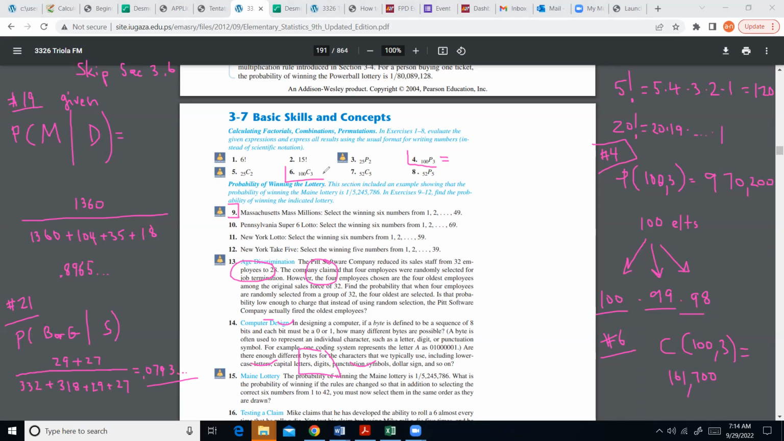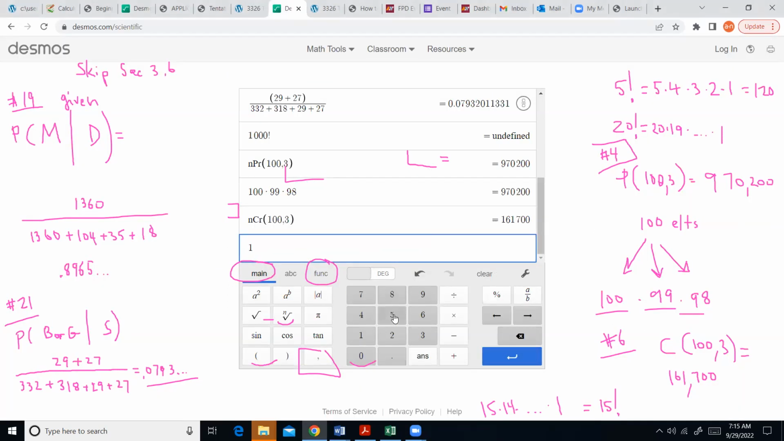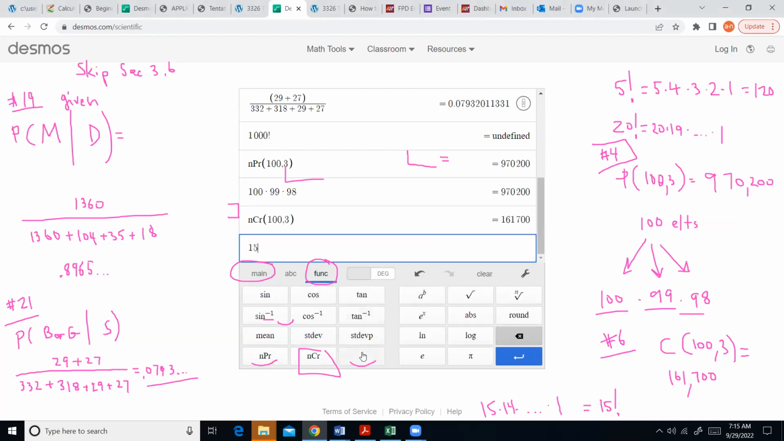So let's say to get 15 factorial, you could either multiply numbers from 15 all the way down. So you can go 15, 14, 13, all the way to 9. Or if this is annoying, which actually is, right? You just put 15 and then go to functions and choose factorial, and it will give you some kind of number. So 15 factorial is whatever the number is.